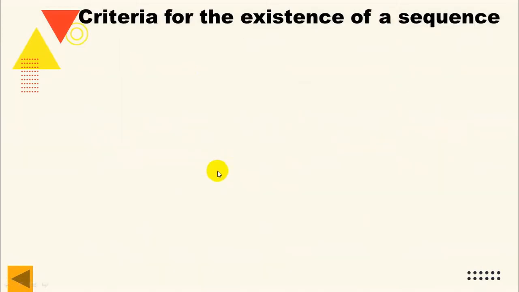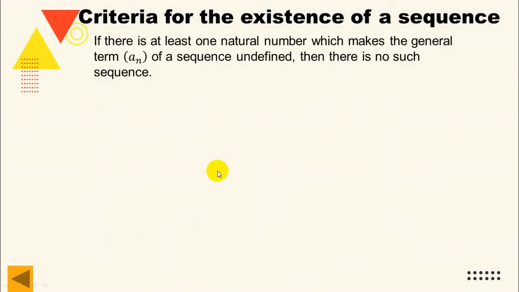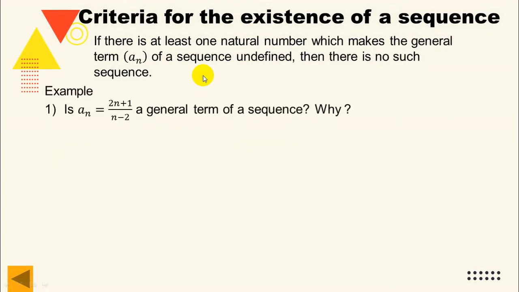So from here, we want to know about the criteria for the existence of a sequence. What's the criteria? For the existence of a sequence, if there is at least one natural number which makes the general term of a sequence undefined, then there is no such sequence. Okay, example. Is a_n equal to (n plus 1) over (n minus 2) a general term of a sequence? Is it a sequence?